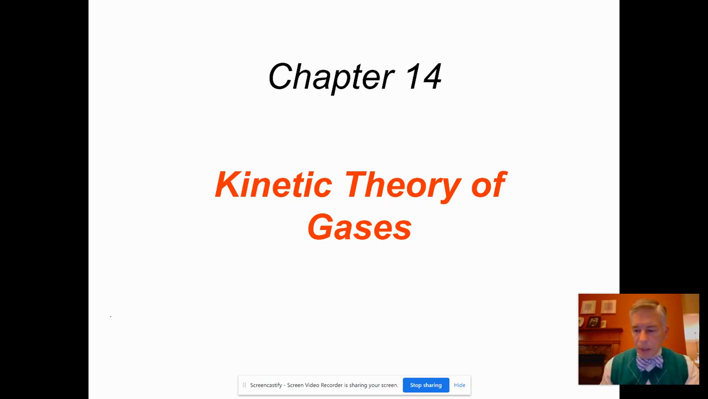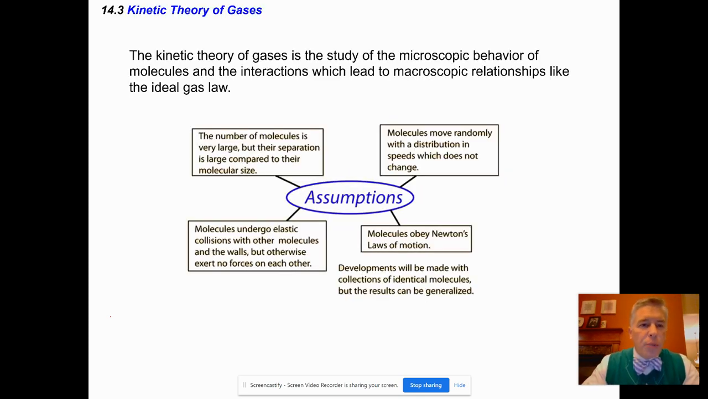In this particular concept, one of the things with kinetic theory that we have to do is make some assumptions. So these are all of our little assumptions that we're going to make. One, the number of molecules is very large, but their separation is large compared to their molecular size. So we're basically saying that they're so spread out that they don't really interact with each other.